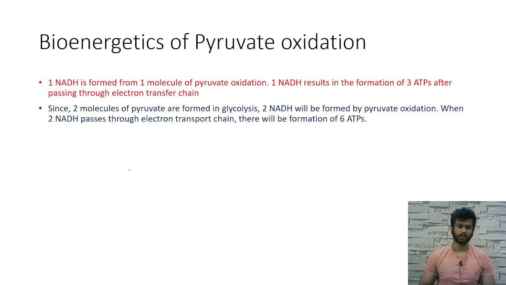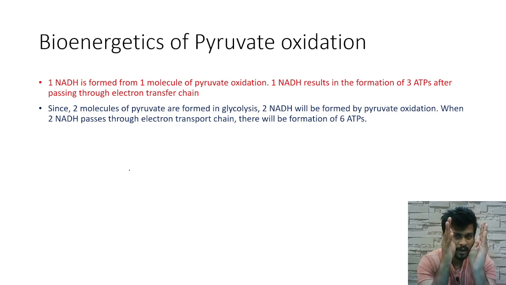Next, this we have already discussed. In glycolysis pathway, glucose will get converted into pyruvate. 2 molecules of pyruvate are produced in a glycolysis pathway. In pyruvate oxidation, 1 pyruvate molecule will be oxidized into acetyl coenzyme A, 1 NADH molecule will be produced, and 1 NADH molecule will enter into electron transport chain to form 3 ATPs. If there are 2 pyruvate molecules which have been formed in glycolysis, these 2 pyruvate molecules will oxidize to acetyl coenzyme A.